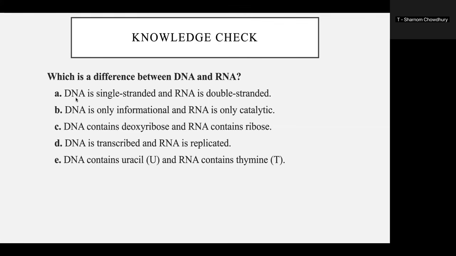With A, you could read through it fast, think that it says DNA is double-stranded, RNA is single-stranded, and choose that answer instead. So the correct answer is C. DNA contains deoxyribose, RNA contains ribose.